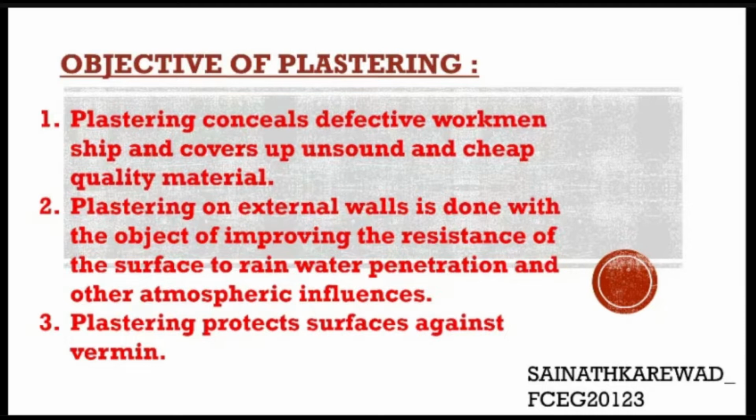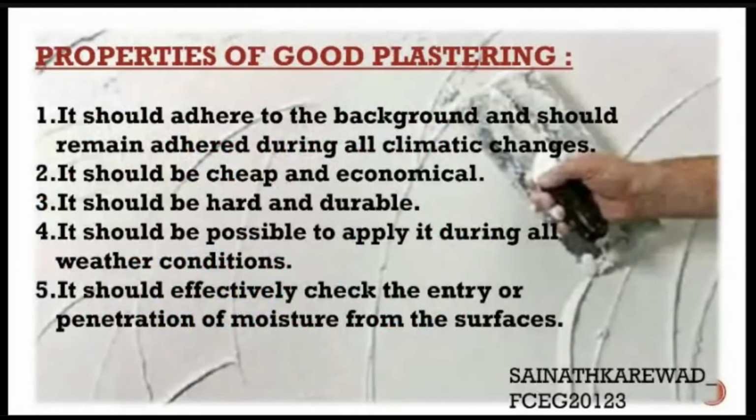Objective of plastering. First, plastering conceals defective workmanship as it covers up unsound and cheap quality material. Second, plastering on an external wall is done with the object of improving the resistance of the surface to rain water penetration and other atmospheric influence. Third, plastering protects the surface against vermin.